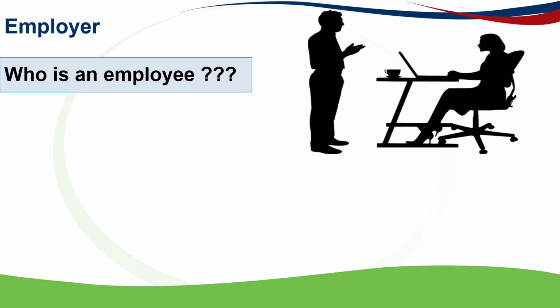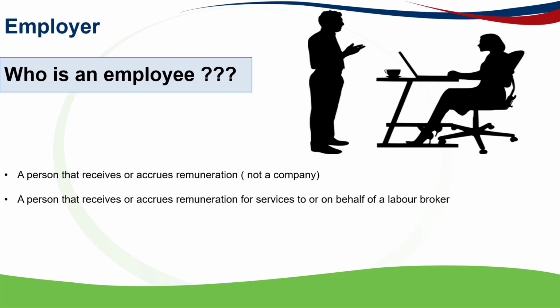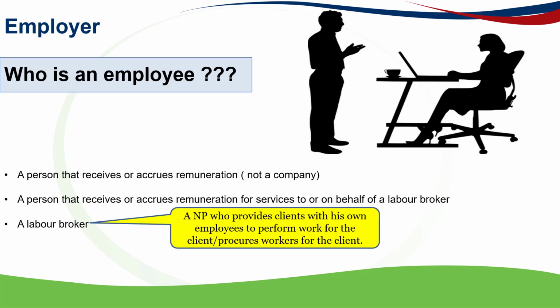Who is an employee? An employee can be any of the following. That is, a person that receives or accrues remuneration except a company, a person that receives or accrues remuneration by reason of services provided to or on behalf of a labor broker. A labor broker. What is a labor broker? This is a natural person who provides clients with his own employees to perform work for the client or procures workers for the client.